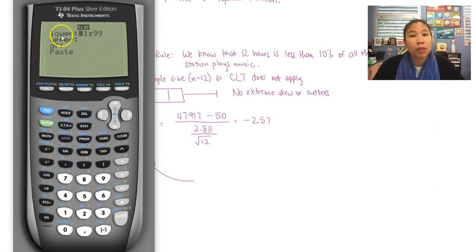So it still asks you for the lower and upper just like the normal CDF would, but then it asks you for degrees of freedom instead of the mean and standard deviation. So you have to use your t-score of negative 2.57. And we are shading to the left, so our lower could be negative 100,000, which was already input here for us, and then negative 2.57. Degrees of freedom, if you remember, is our formula of n minus 1. So our sample size was 12, minus 1 would be 11. Paste. Enter one more time. So there is our p-value right there. So 0.013.